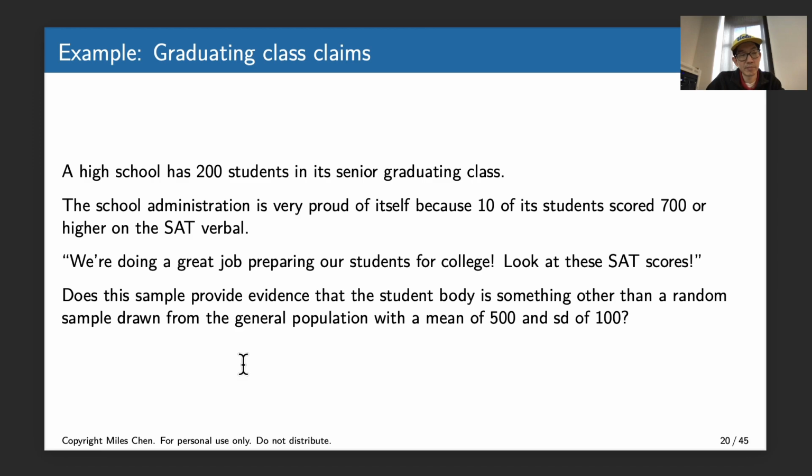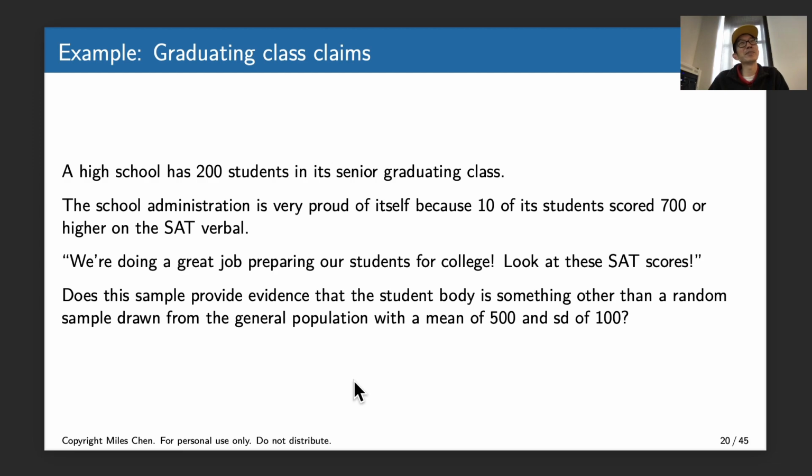This is a tiny bit of a cynical take on school administrations, but let's say a high school has 200 students in its senior graduating class, so a medium-sized high school. The students take the SAT, and let's say 10 of them scored 700 or higher on the SAT verbal. And the school administration's like, oh look, we're doing a great job because look at these SAT scores. We got 10 students getting these great scores, right?